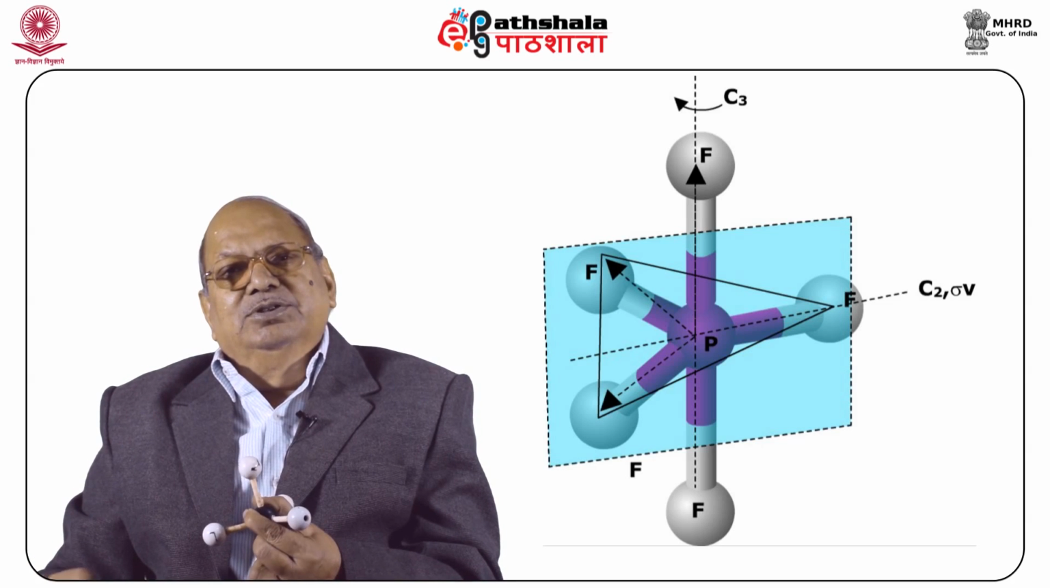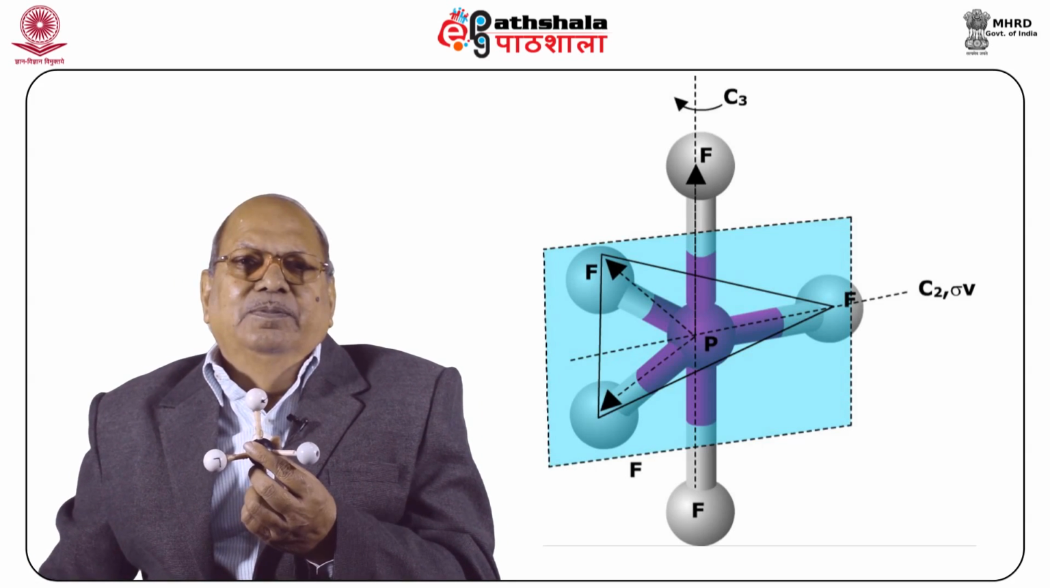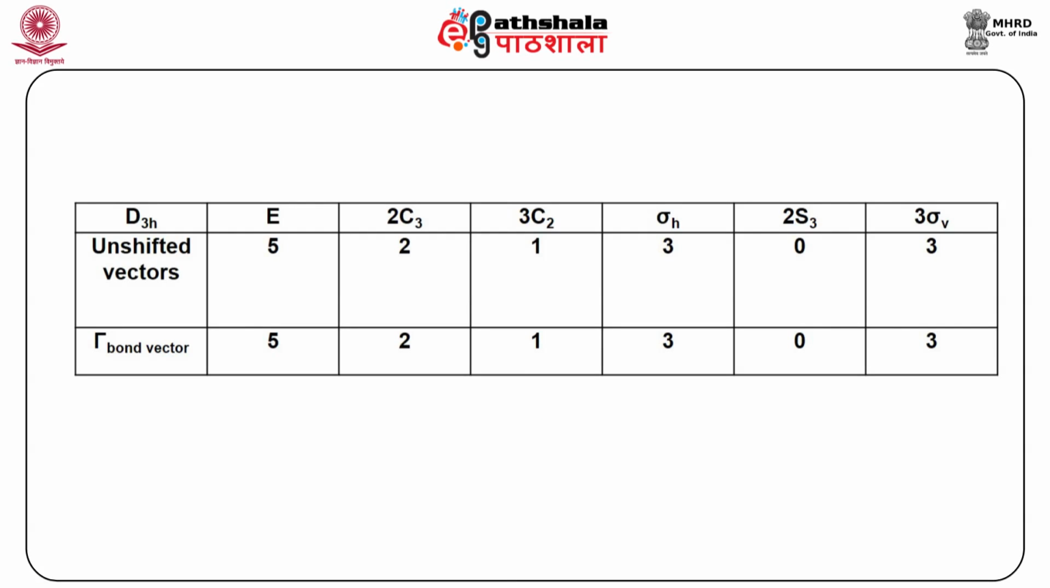So by performing the symmetry operations on these 5 PF bonds, we get the various results which are shown in the table. Unshifted vectors are given as, for E it is 5, for C3 it is 2, for C2 it is 1, for sigma H it is 3, for S3 it is 0, for sigma V it is 3. And the tau reducible obtained by bond vectors is 5, 2, 1, 3, 0 and 3.